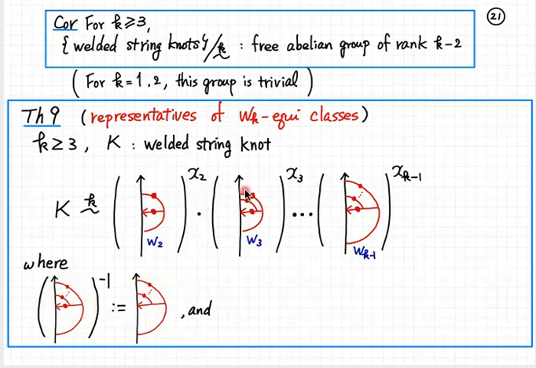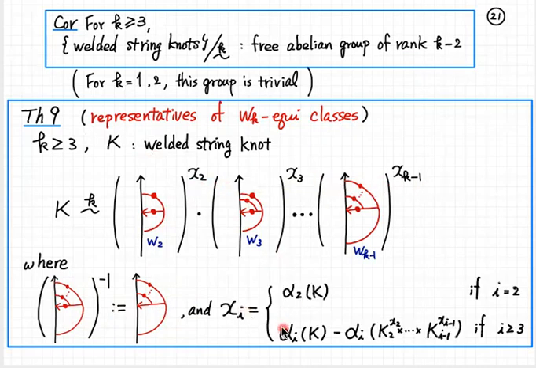And what is the subindex? The important thing is that xi is determined by the invariant alpha, derived from the normalized Alexander polynomial. So what I want to say is that this gives representatives of WK equivalence classes of welded string knots.